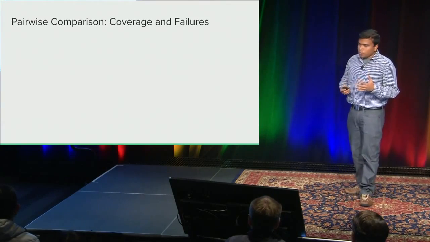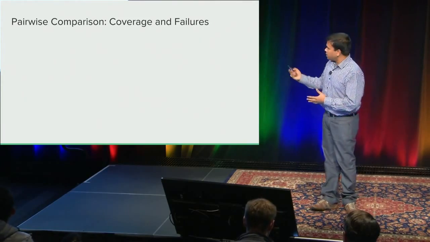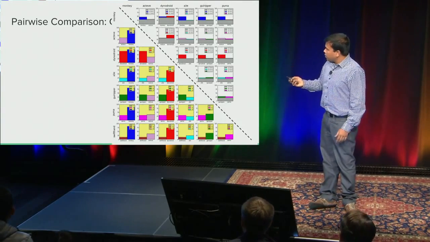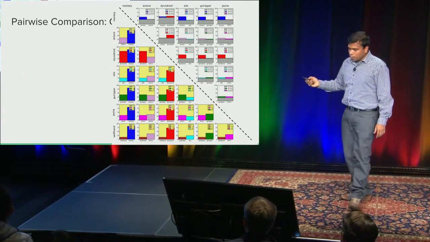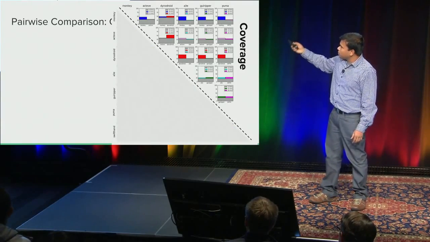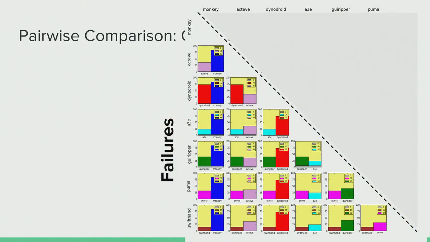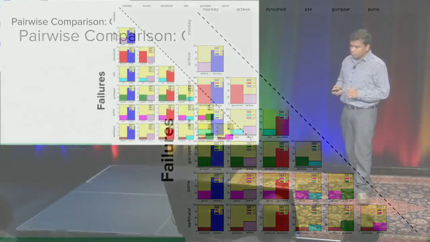We also wanted to compare these tools pairwise, which means each pair of these tools. The next graphic is going to show you that. In this chart, above the diagonal, you see the coverage results for every pair of tools. Below the diagonal, you see the failure results for every pair of tools. Let me explain this in a little bit more detail.